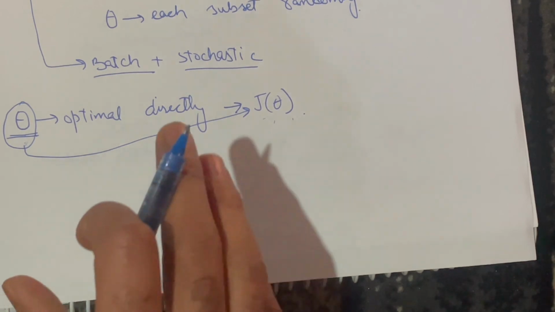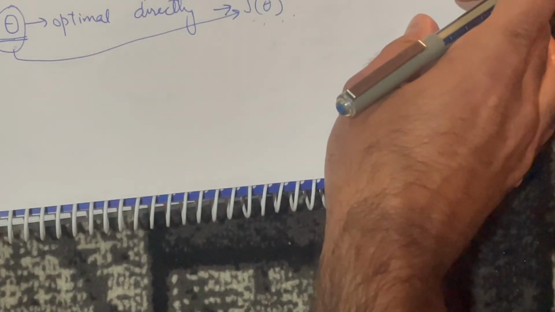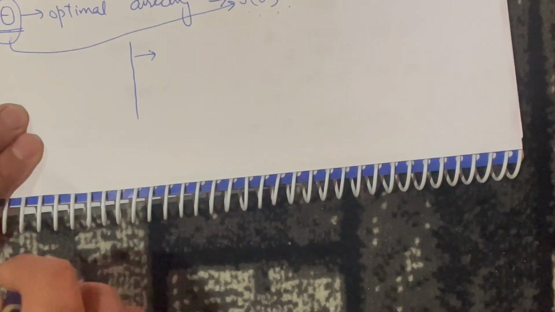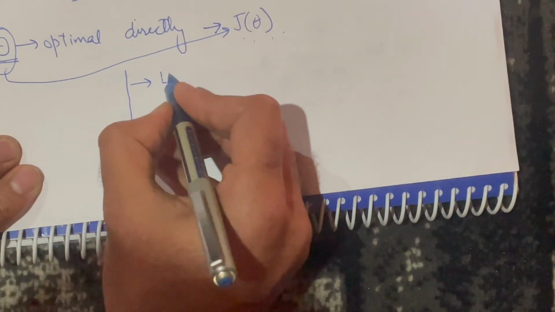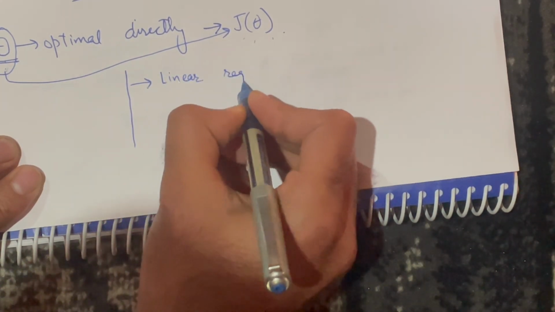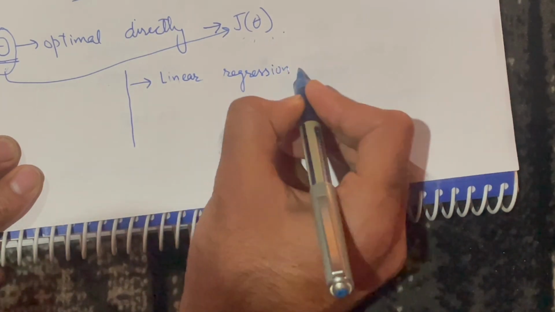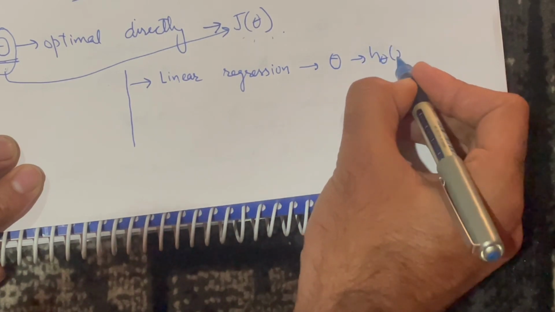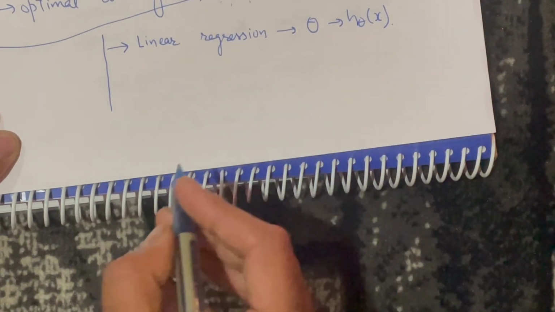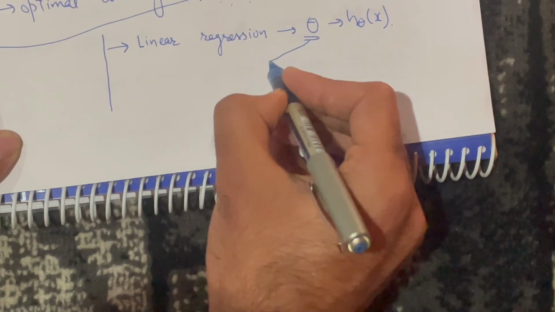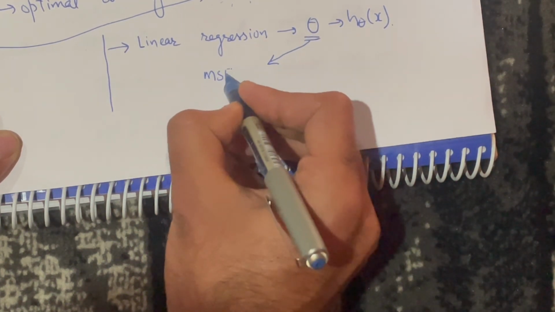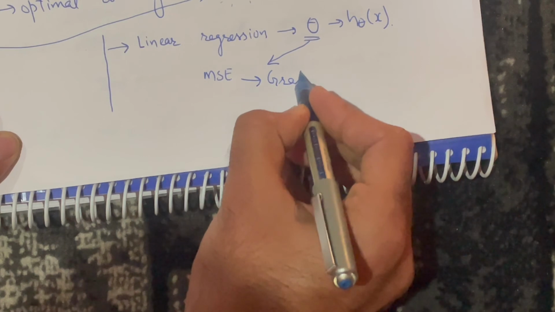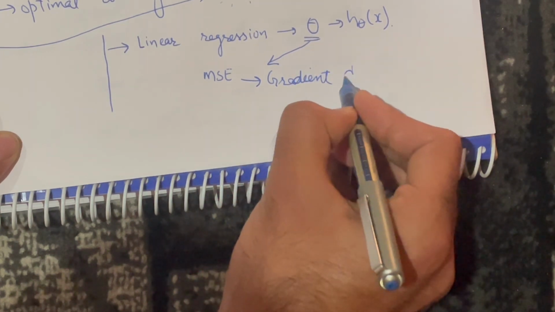So with this I will stop this video, but let me summarize what we have discussed. For mapping data, one machine learning algorithm is linear regression. Linear regression tries to find the optimal values of theta so that it finds the proper hypothesis function. For finding the proper theta, we have to decrease the mean square error, and the main method of decreasing the mean square error is gradient descent.